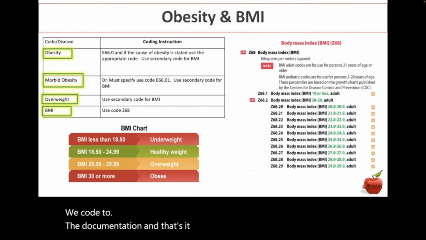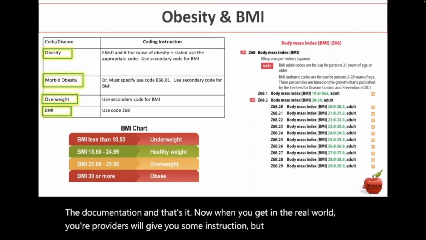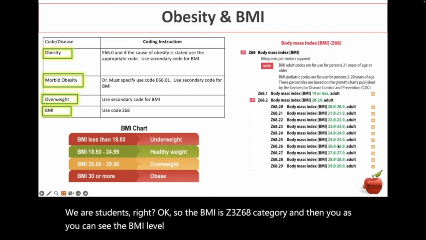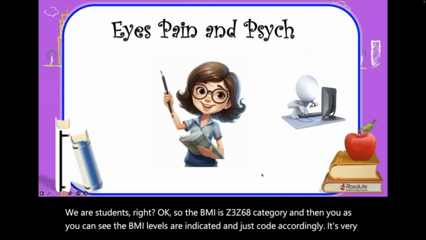Now, when you get in the real world, your providers will give you some instruction, but right now, we are students, right? Okay, so the BMI is Z68 category, and then as you can see, the BMI levels are indicated. And just code accordingly. It's very straightforward.